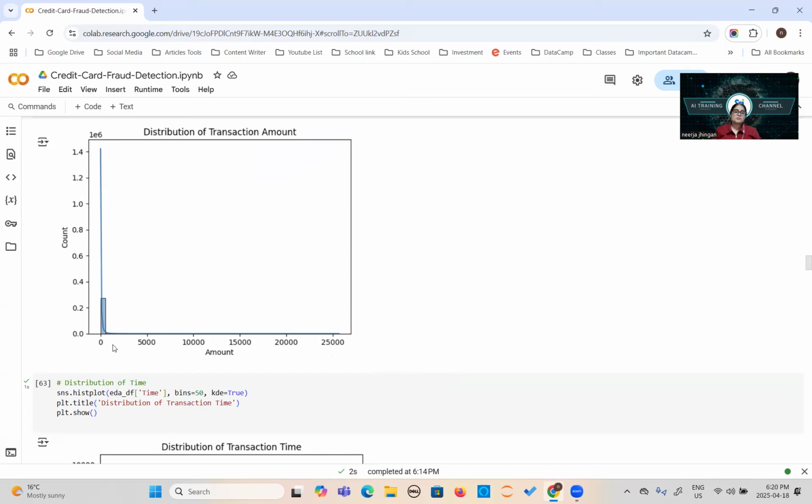So this means mostly transactions are happening between this range, 0 to 1000 or 1500. And there are big transactions, but these are very few. Okay, but the high count in our record, the data set, is for the transactions within this amount.